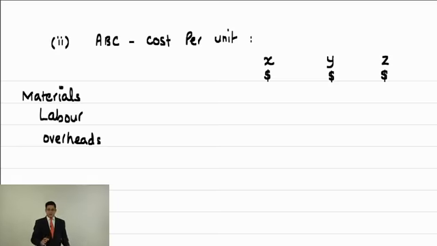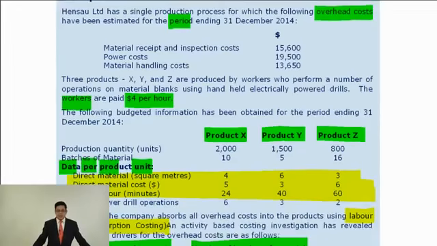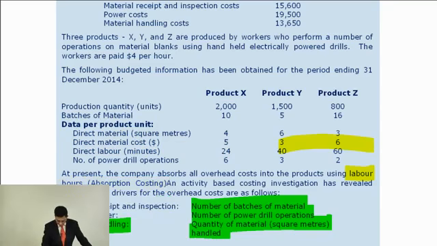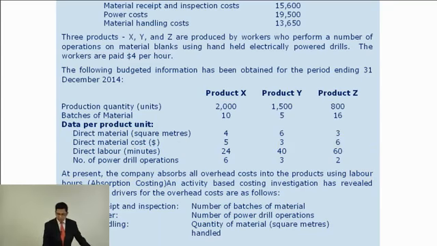Okay, right. First of all, let's deal with materials, labor, and then overheads. Here is the information about materials. If I remove all other details and focus on the first cost, which is materials, I'm given data per product unit. Here is the direct material cost information. Two pieces of information are given: direct material in square meters, and secondly direct material cost.